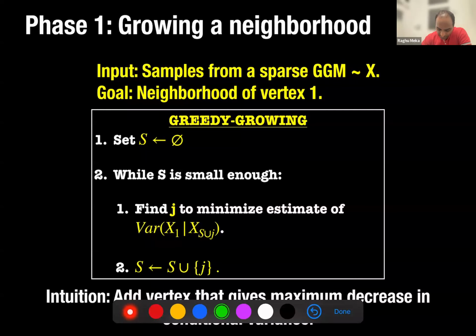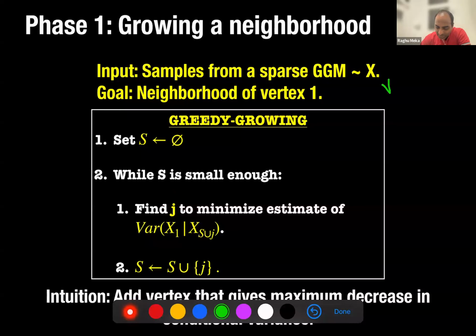Okay, so this is saying find the vertex J which explains away the most of my variance. So I am X1. If I know the value at vertex 2, will that reduce my variance? If it doesn't, then I don't care about it. If I know the value at vertex 3, does that reduce my variance? If it does, I start taking it into account. Among all such vertices, I pick the one which reduces my variance the most. Okay. So intuitively, I think it makes sense.